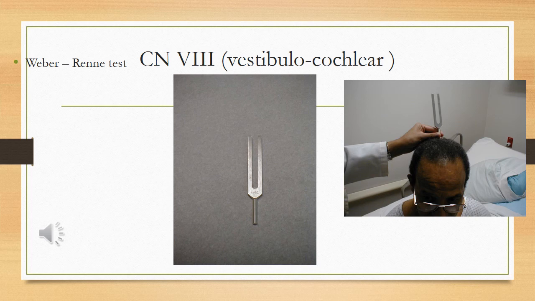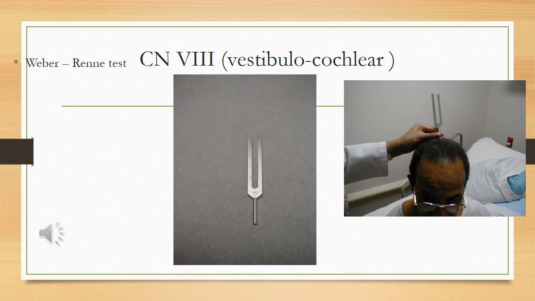Now, examining the vestibulocochlear nerve. Mainly, it's done by the Weber-Rinne test. For the Weber-Rinne test, you need to bring a tuning fork, and start doing the Weber test, and then do the Rinne test. Later on, we will discuss how to interpret the findings on the Weber-Rinne test.